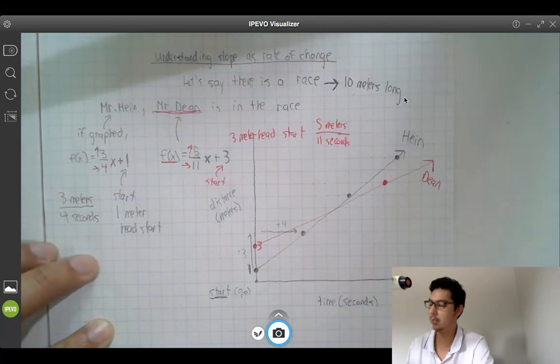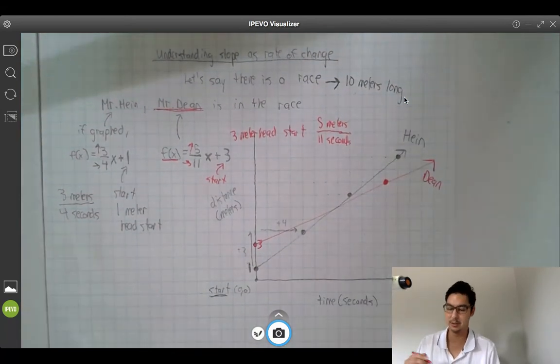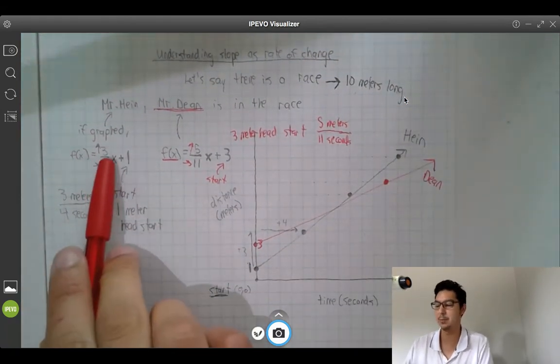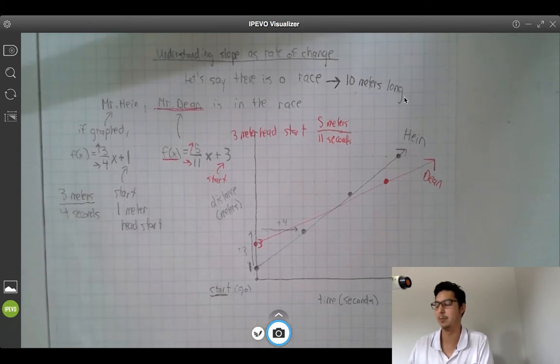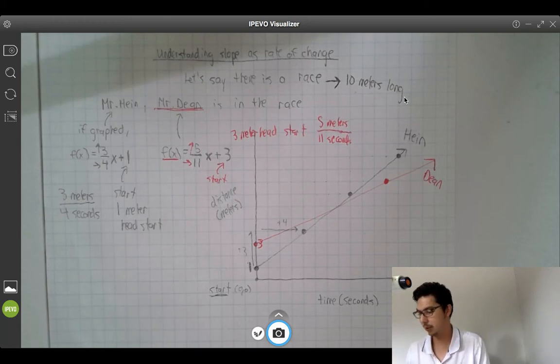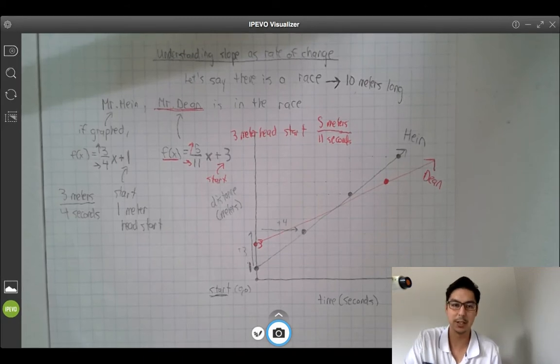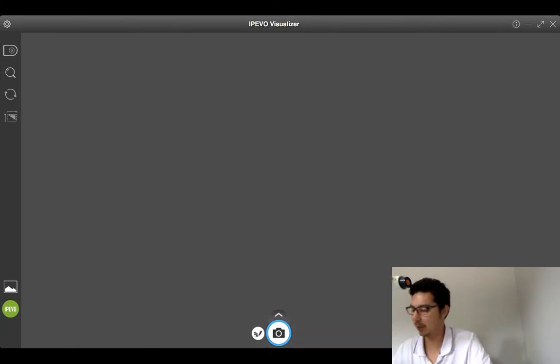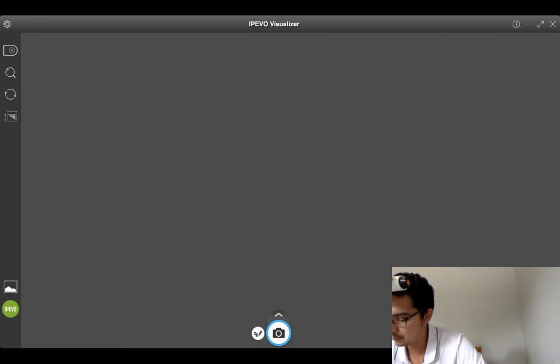And you can see how now in the context of a race, that slope represents a speed, right? I'm going 3 meters every 4 seconds. Dean was going 5 meters every 11 seconds. That's how fast you're going. Like if I was driving, often here in the States, we'd say 70 miles per hour. It's a distance per time. Right? Now, part of this lesson too is you understand that, but if I ask you who's faster, right?